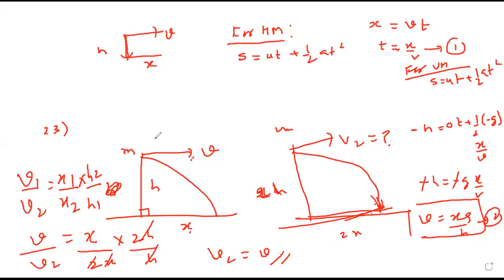Now copy. Sir, the answer to 23 is C, root 2v. Yes, sir. I also got root 2v. In the 23rd, I made some mistake.